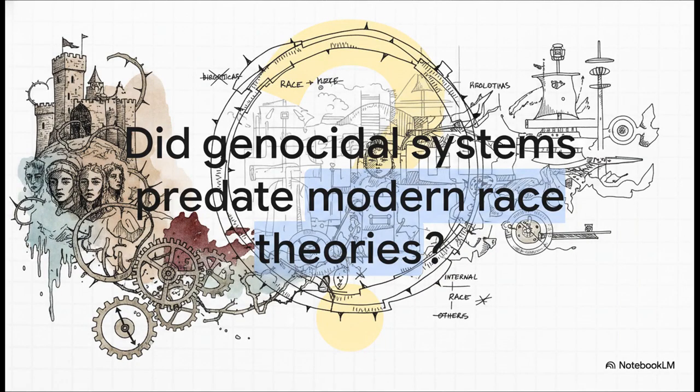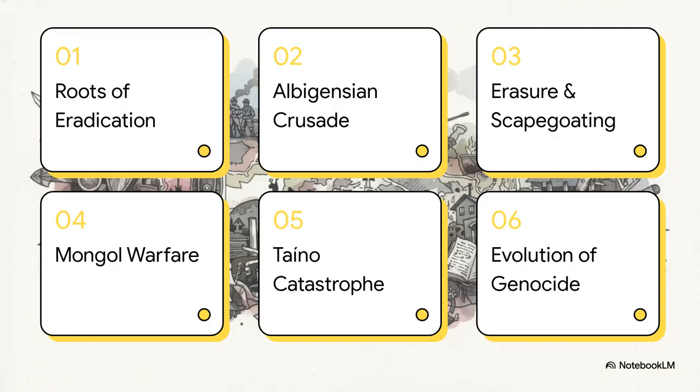So, let's kick things off with a fascinating question. Did genocidal systems exist before modern biological race theories? Now, to truly understand modern colonial extermination, we can't just start in the 20th century, or even the 16th for that matter. We actually have to turn the clock way back to examine the medieval concept of the internal other. We really need to see how the blueprint for systemic eradication was drafted long before anyone even invented modern racial categories.